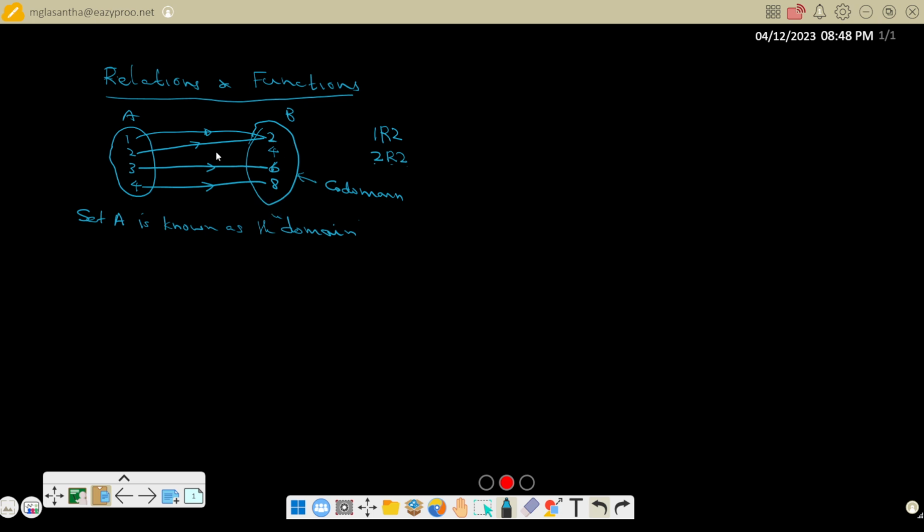But for this mapping, only now you know 3 is related to 6. 4 is related to 8. Okay? Now this 4 in set B is not used. Is it clear?